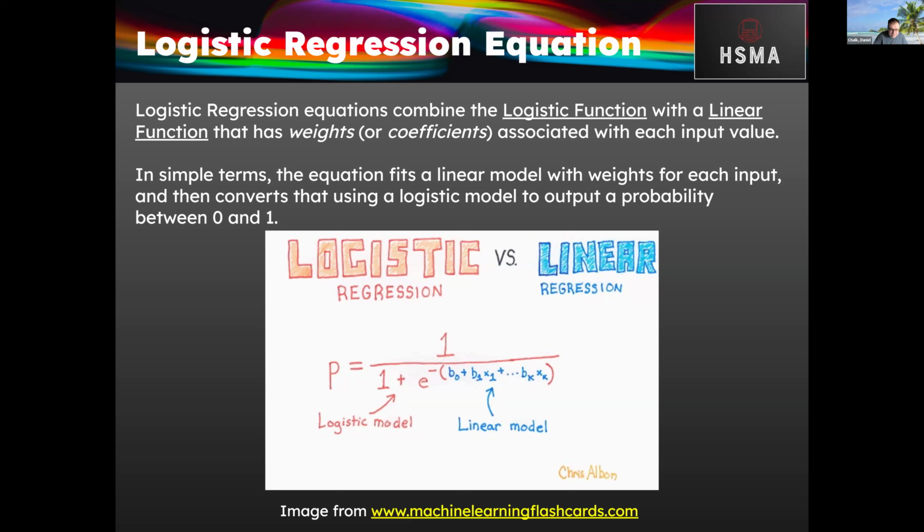So basically, in simple terms, the logistic regression equation, which is this horrible looking thing here, fits a linear model. That's the thing in blue there, which has weights for each input, and then converts that using a logistic model, the thing in red, which you've just seen, in order to output a probability between 0 and 1. Okay, you don't need to understand the maths, but that's basically what it's doing. It's combining this linear model that has the weights for each feature with a logistic model that then converts that into, okay, that gives me a probability of 0.6 that it belongs to class one.